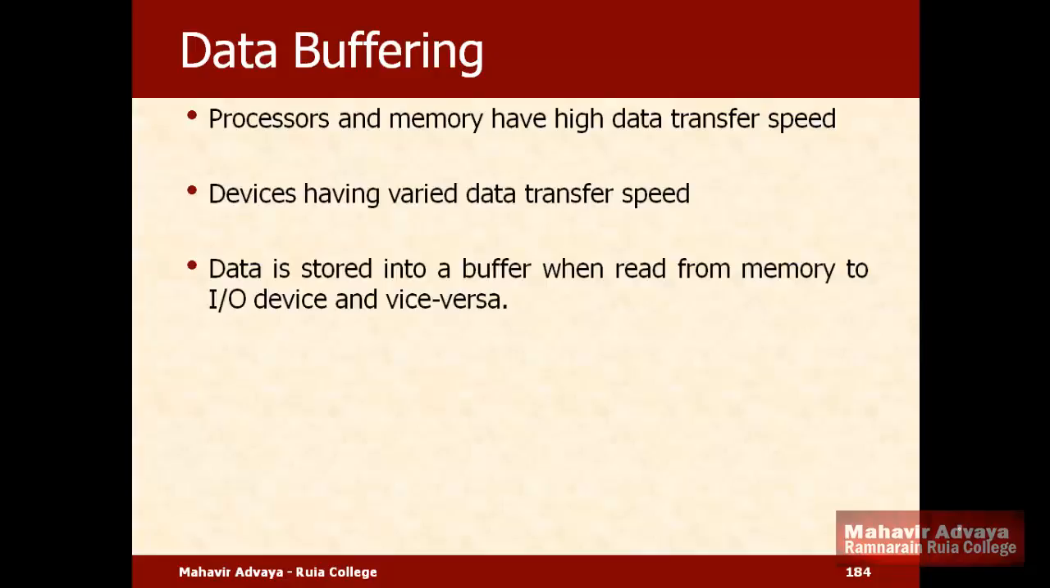As processors and memory have high data transfer speed, the external devices cannot cope up with the processing speed. So the data is stored in a buffer when read from the memory into the input output device and vice versa. If something is to be transferred from the memory to the hard disk, the data is stored in the registers of the input output module, and from there it is transferred to the hard disk or the monitor or any other peripheral device.